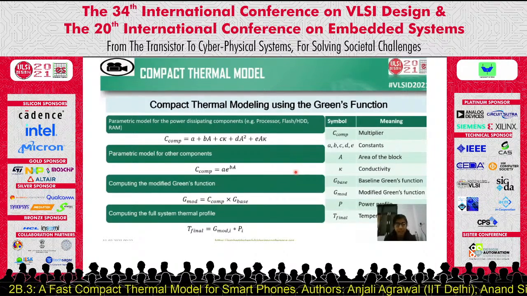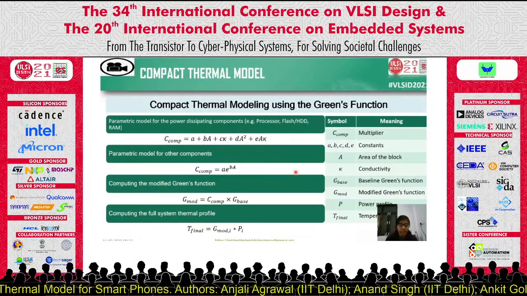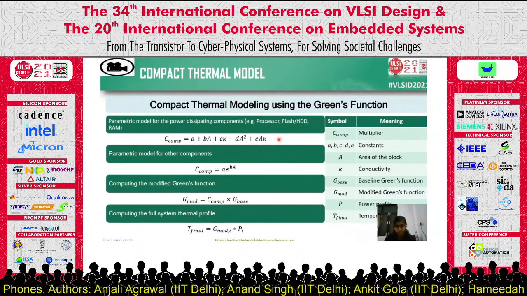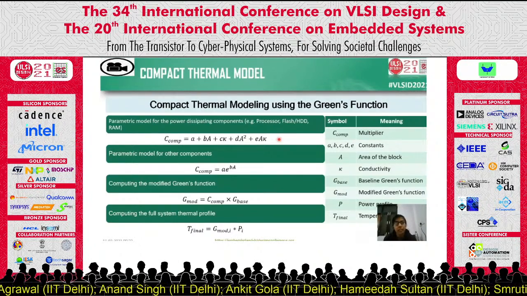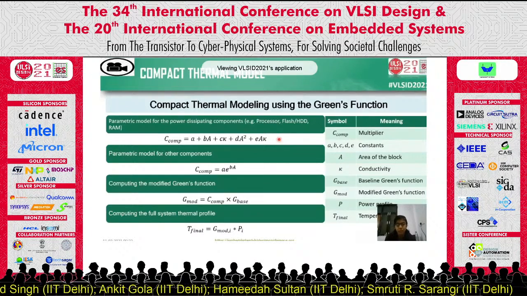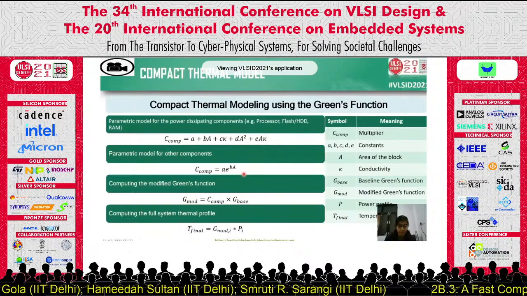We consider several polynomial and exponential expressions, and we arrive at the following parametric model for the power dissipating components. For the other components, we find that the conductivity doesn't have much of an effect, and hence, to simplify our analysis, we have only considered area as our parameter.